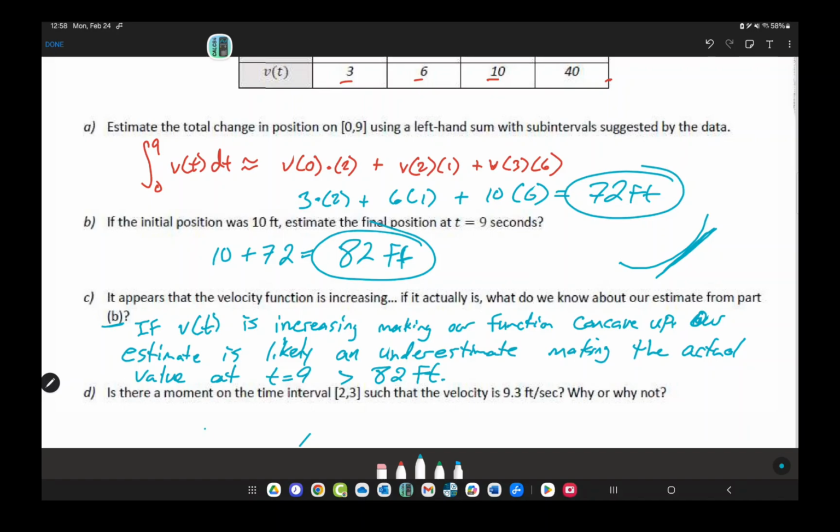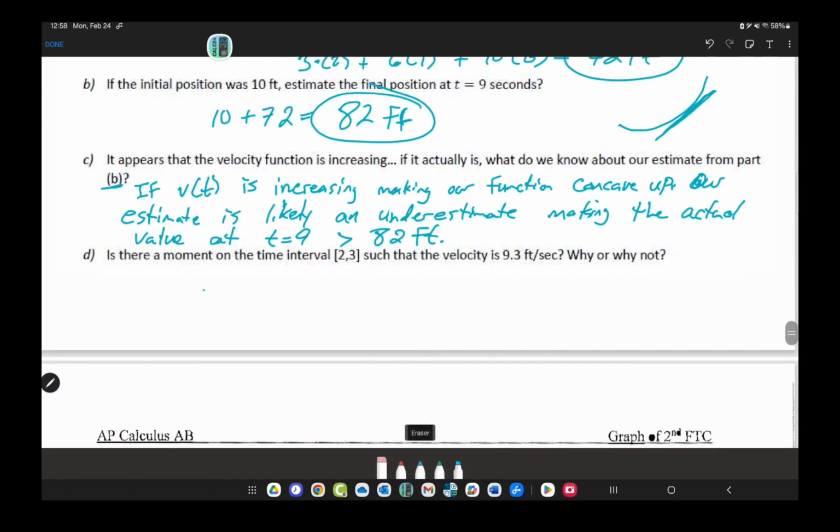Is there a moment on the time interval from 2 to 3 such that the velocity is 9.3 feet per second? Why or why not? Yes. So v of t is continuous since the total position is differentiable. It didn't say it's twice differentiable, but it is continuous. And v of 2 is equal to 6, v of 3 is equal to 10, and 9.3 is between 6 and 10. So yes, according to the IVT, it is possible.